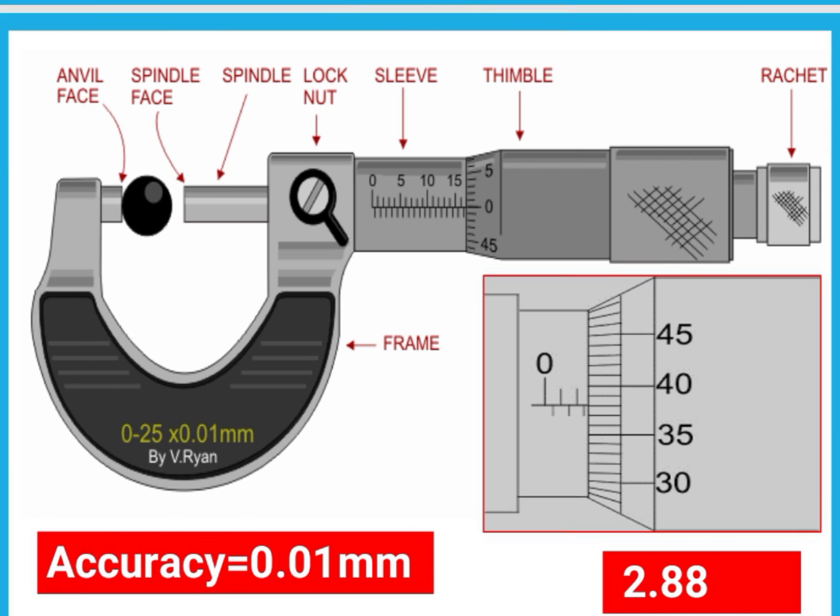The next apparatus we use is a micrometer screw gauge. Its accuracy is to 2 decimal places, 0.01 millimeter. So for this case, we'll read this as 2.88. 2.5 is on the main scale and 0.38 is on the thimble scale. So I'm sure we know how to use a micrometer screw gauge.